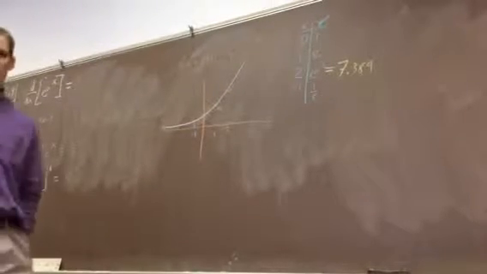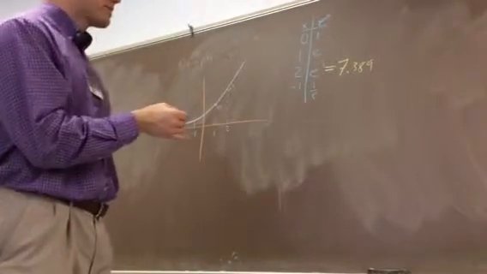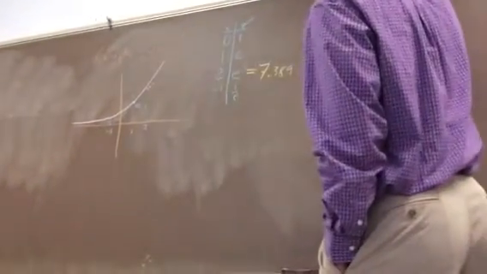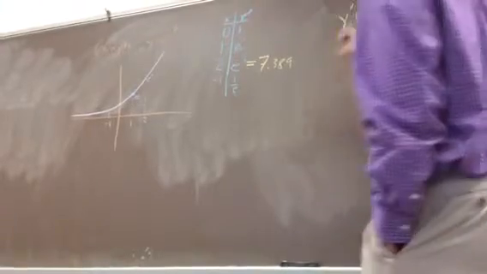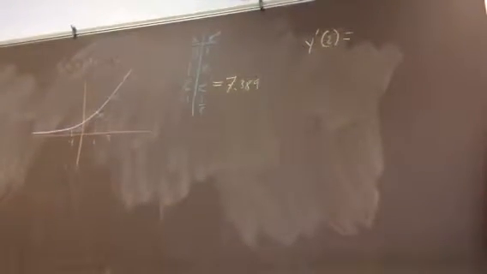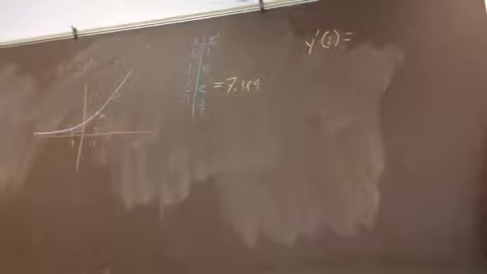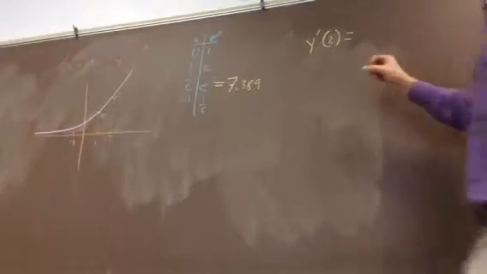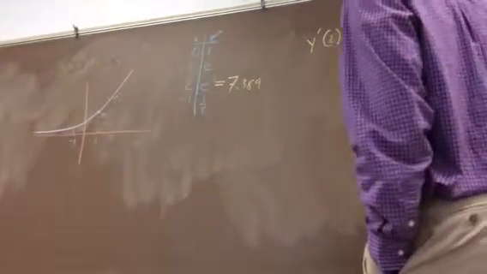I want to calculate the derivative. So y prime at 2. Calculate the derivative when x equals 2. What'd you get? The same thing. Same? 7.389? Well, that's just got to be coincidence.